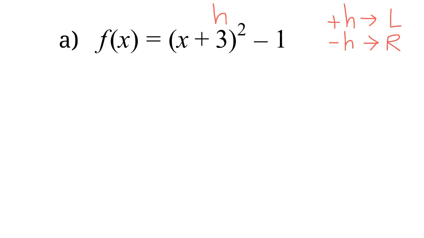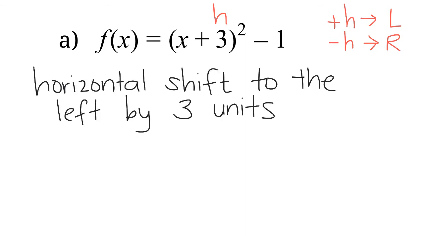So we're going to write that out. The proper way to write this out would be to say a horizontal shift to the left by 3 units. Now, instead of the word shift, you might also see the term translation. Those words could be used interchangeably. Your choice, either one would be correct.